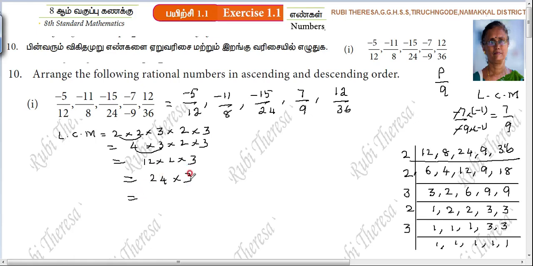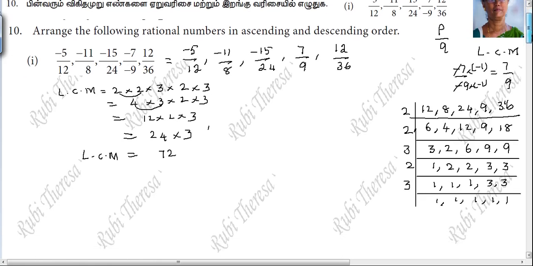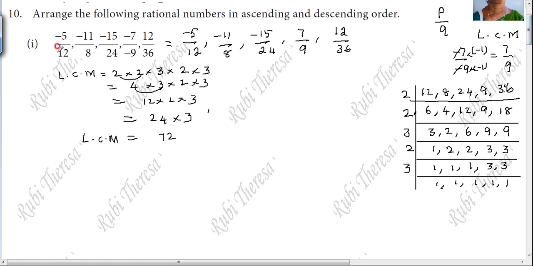Next, 24 into 3. 4 3s are 12. Remainder 1. 2 3s are 6. 6 plus 1, 7. So, 72. LCM is what? 72. Very good. So you have to make this denominator into 72.